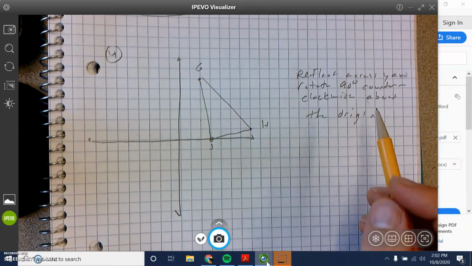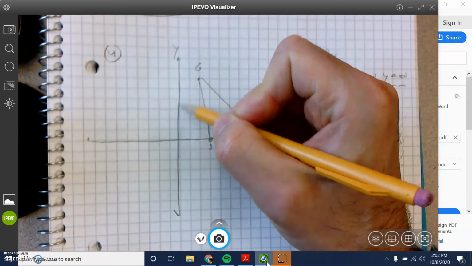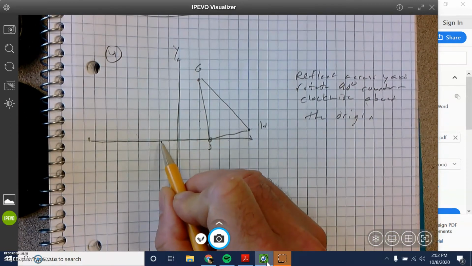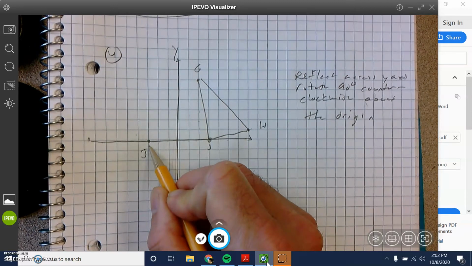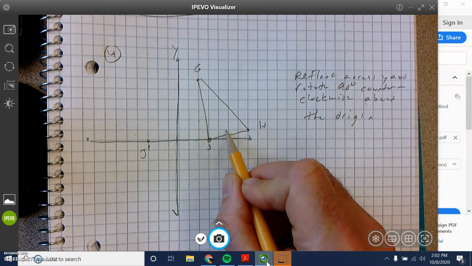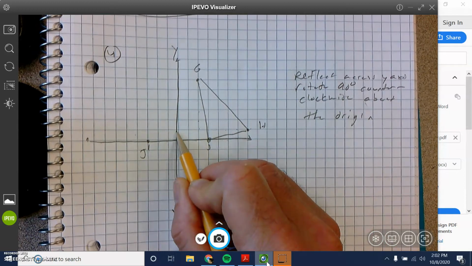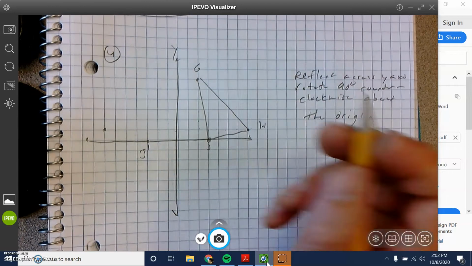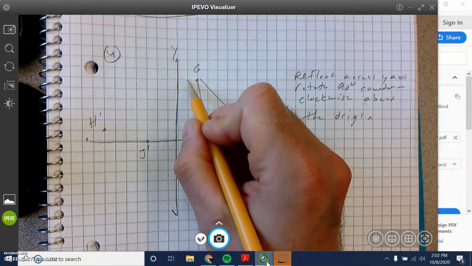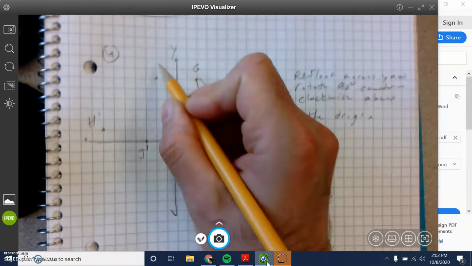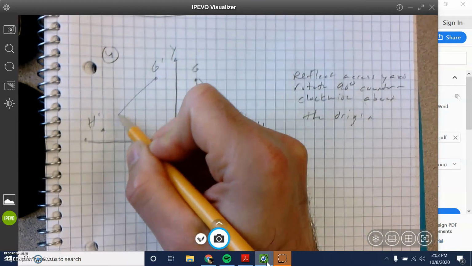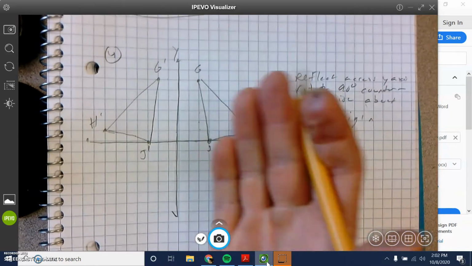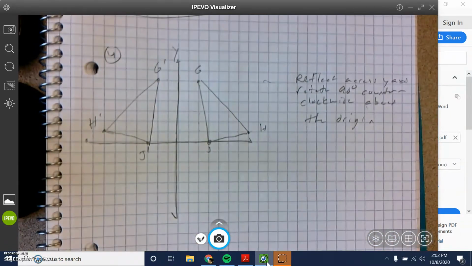So reflect across the y-axis first. Where's the y-axis? Right here. Okay. So 1, 2, 3, 1, 2, 3. J prime. 1, 2, 3, 4, 5, 6, 7. 1, 2, 3, 4, 5, 6, 7. H prime. 1, 2, 1, 2. G prime. Boom, boom, boom, boom. There it goes, and it was reflected over the y-axis.